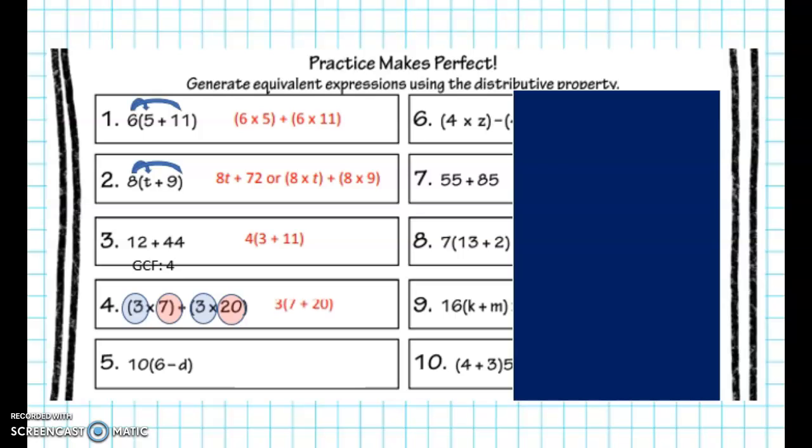Number 5 gives us factored form, but notice it's subtraction. It's the exact same process. 10 times 6. The minus sign stays the same. And then 10 times d.